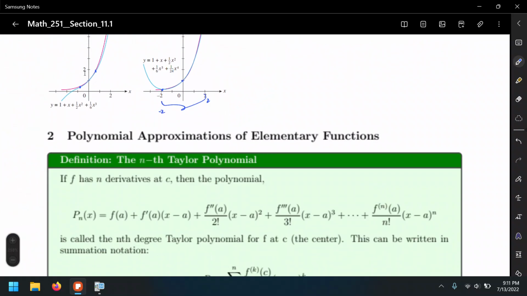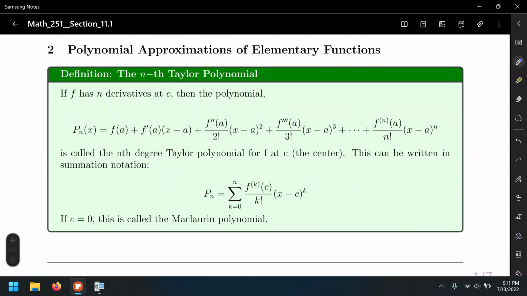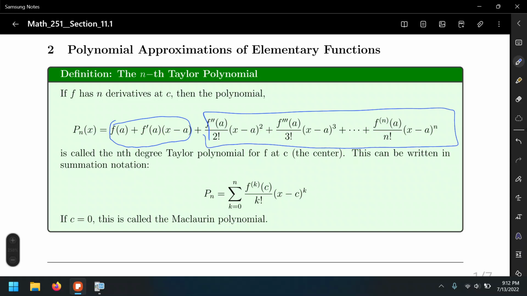Now, this is called the Taylor polynomial of degree n, and what we do is evaluate the function at the center value plus the first derivative evaluated at the center value times x minus a. So this part right here, you might remember from calculus 1. That's the linear approximation. These new terms right here are the terms that will construct the quadratic, the cubic, the quartic, quintic, etc.